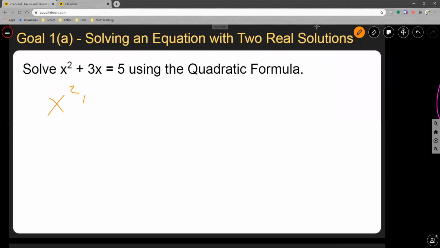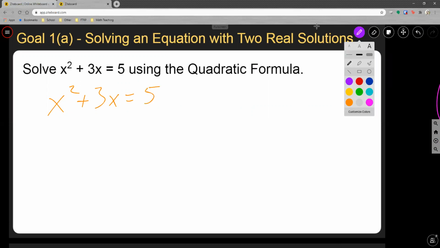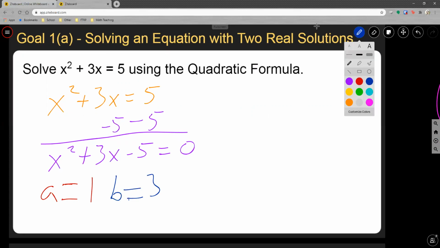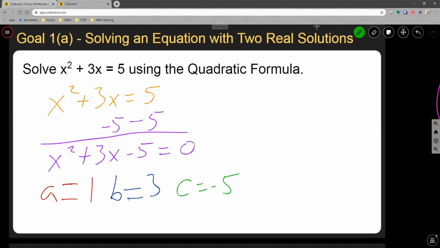So I've got x squared plus 3x equals 5. To fix this, I have to move the 5 to the other side of the equation, just by subtracting 5. x squared plus 3x minus 5 equals 0. Now I can find my a, b, and c. Nothing really changed. A is equal to 1. B is equal to 3. And c is equal to negative 5. I've got everything I need.